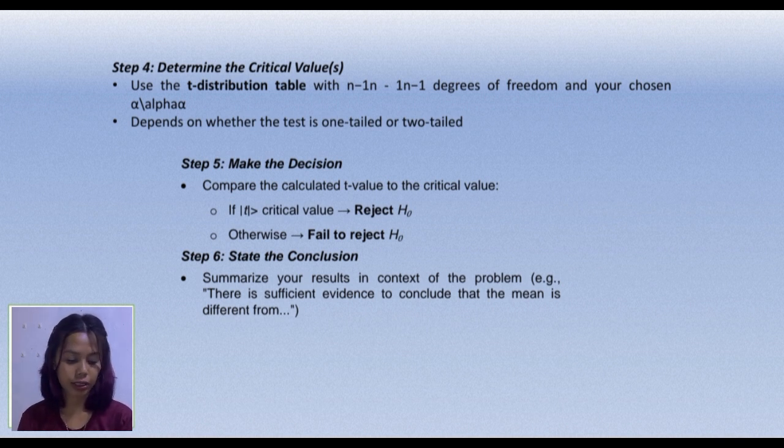Step 5 is make a decision. So compare the calculated t-value to the critical value. If the t-value exceeds the critical value, reject the null hypothesis, otherwise fail to reject. And the last one is step 6, state the conclusion. So summarize the result in the context of the problem. For example, there is sufficient evidence to conclude that the mean is different from the hypothesized value.